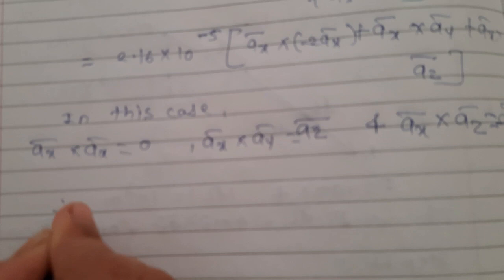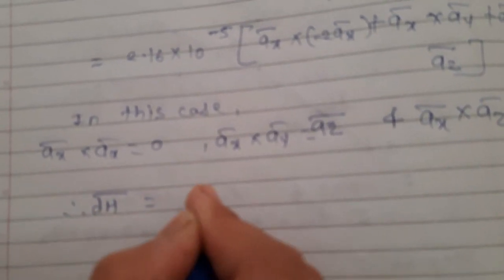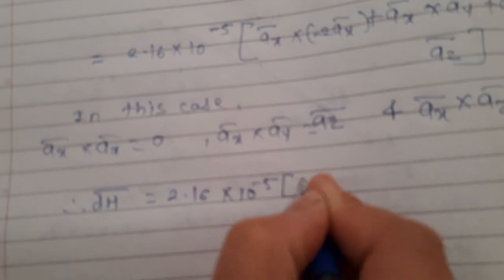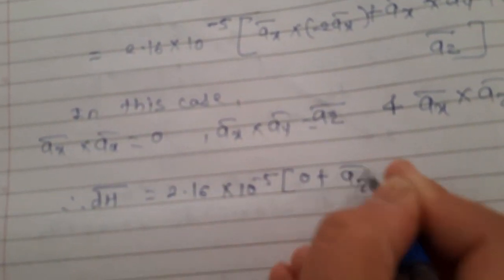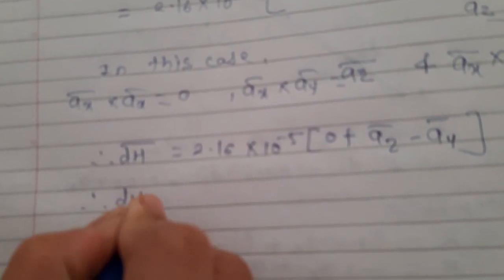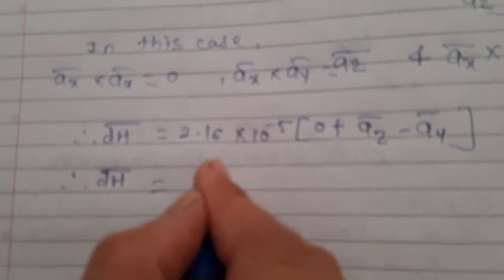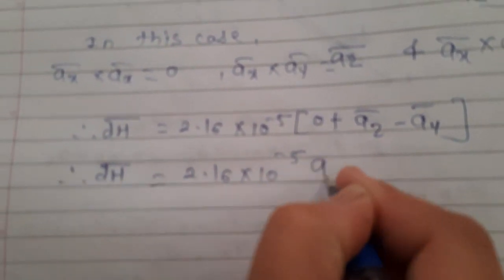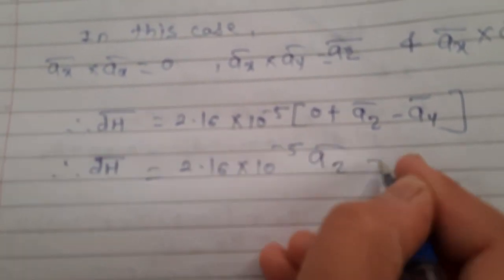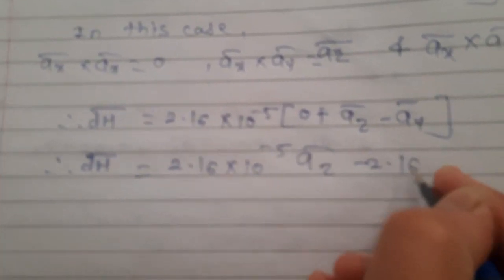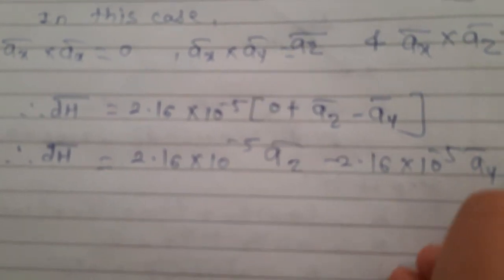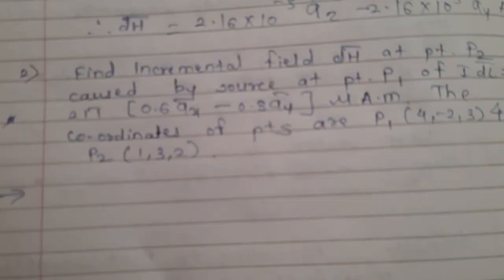So we substitute these values and we get dH bar is equal to 2.16 into 10 raised to minus 5 into (0 plus AZ bar minus AY bar). So dH bar is equal to 2.16 into 10 raised to minus 5 AZ bar minus 2.16 into 10 raised to minus 5 AY bar ampere per meter.